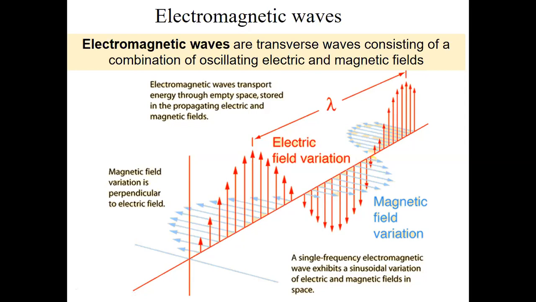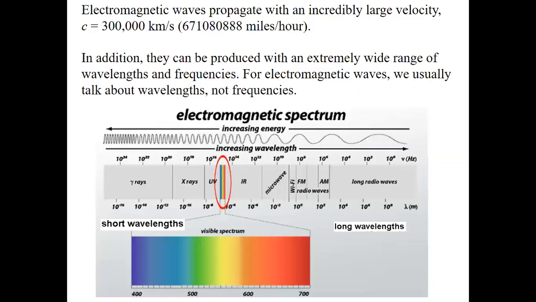Then again, it is an electromagnetic wave, but you can still measure the wavelength, right? The wavelength is the peak to peak length. If you measure the distance from this peak to that peak, that's the wavelength. That's the direction of wave propagation.